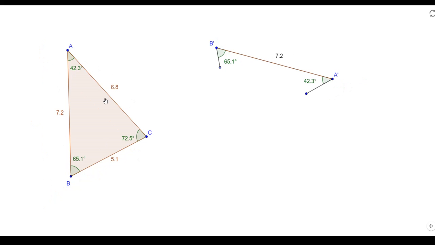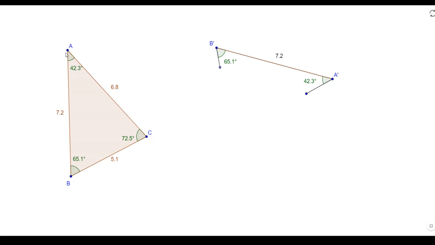So if you look here at this completed triangle and compare it to this incomplete triangle, notice we have here angle A measures 42.3 degrees and angle A prime measures 42.3 degrees. So those are corresponding and congruent. B measures 65.1 degrees and B prime also measures 65.1 degrees. So they're corresponding and congruent. And the side in between that connects the two of them, AB is 7.2 and A prime B prime is also 7.2. So these corresponding sides are congruent. And so that is angle, side, angle.